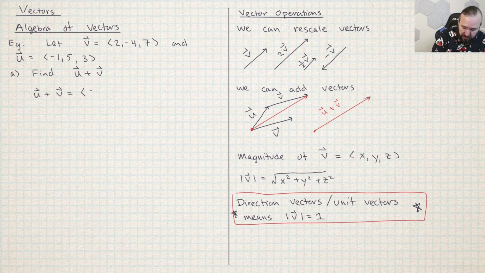So 2 plus negative 1 is 1. See what I'm doing here? And then negative 4 plus 5, that's also 1. And then 7 plus 3, that's 10. So that's it.